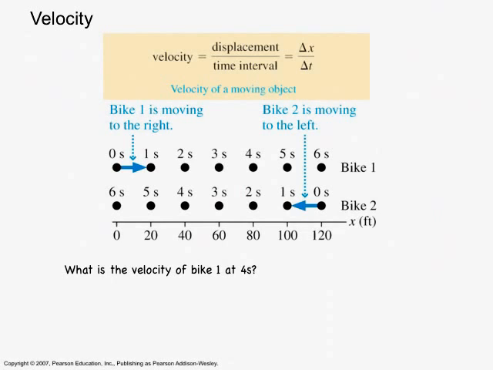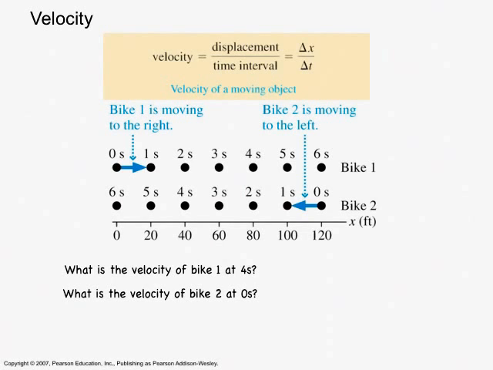If we went instead from 4 to 5 seconds, then final minus initial would be 100 feet minus 80, or 20 divided by 5 minus 4, 20 feet per second once again. And it's going in the positive x direction, it's going to the right. Its velocity is positive 20 feet per second, or 20 feet per second to the right.